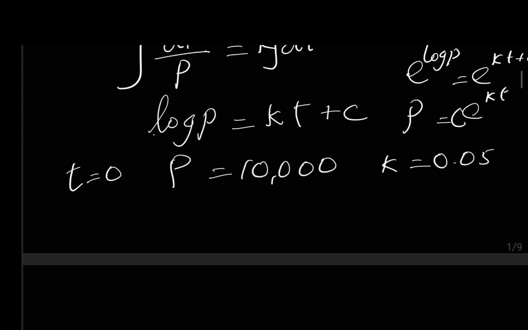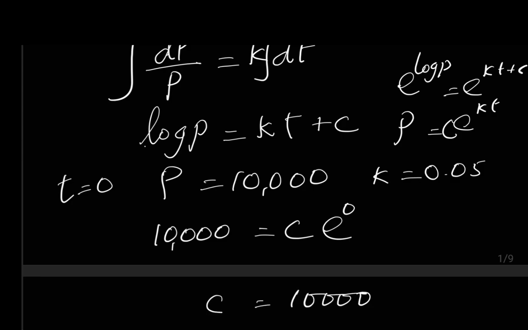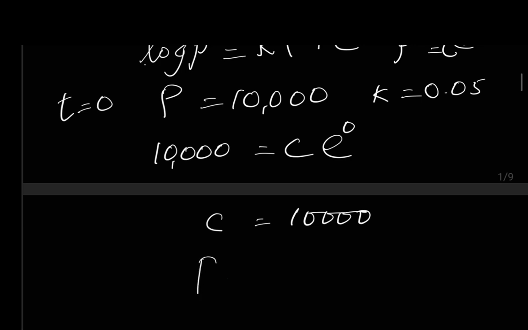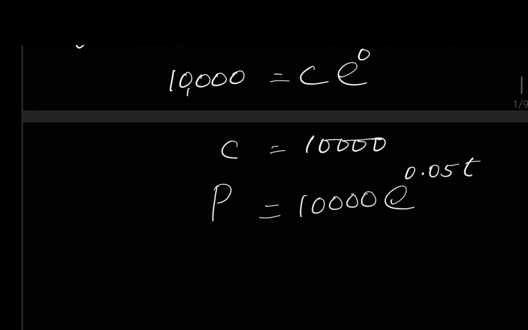So P is 10,000 is equal to C e power 0. So C is 10,000, and our equation becomes P is equal to 10,000 e power Kt. E power Kt is e power 0.05 t, where K is the given rate of interest.